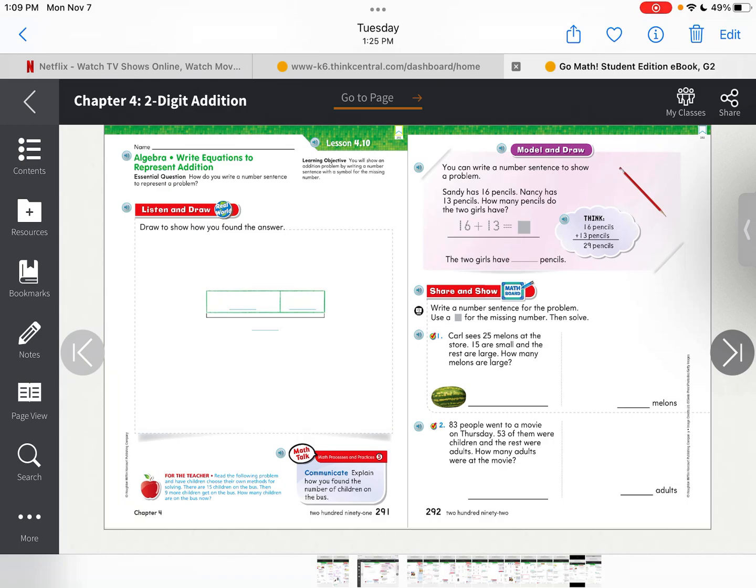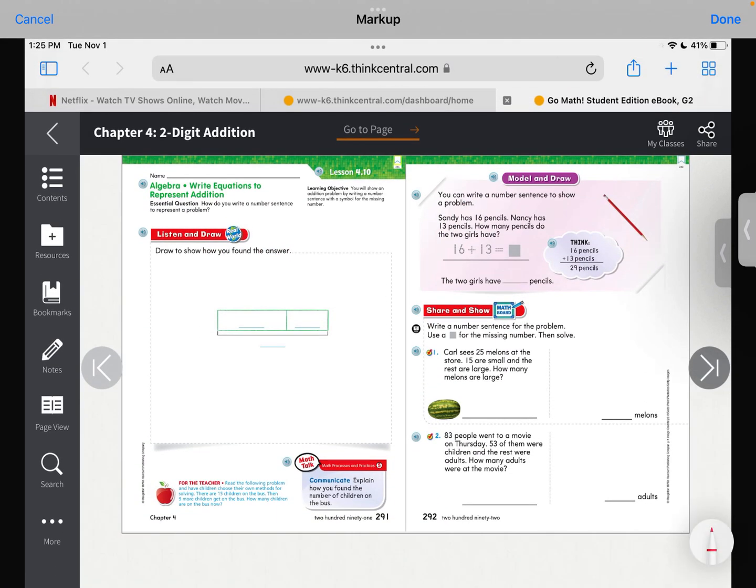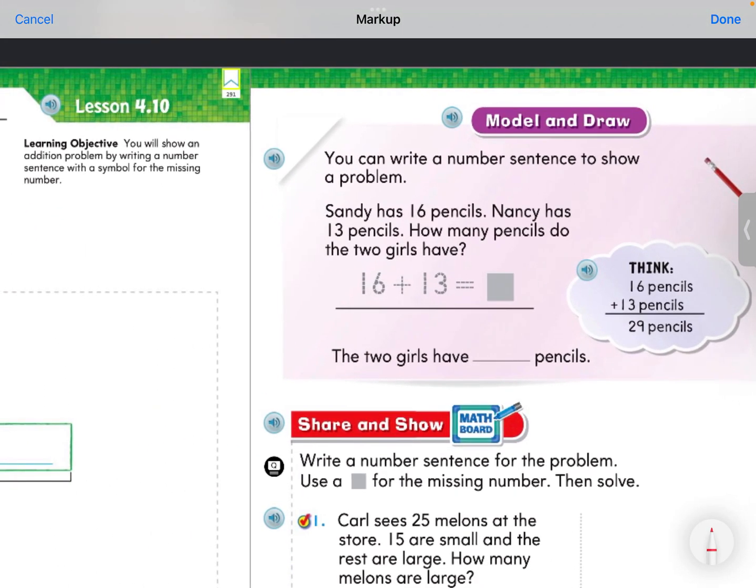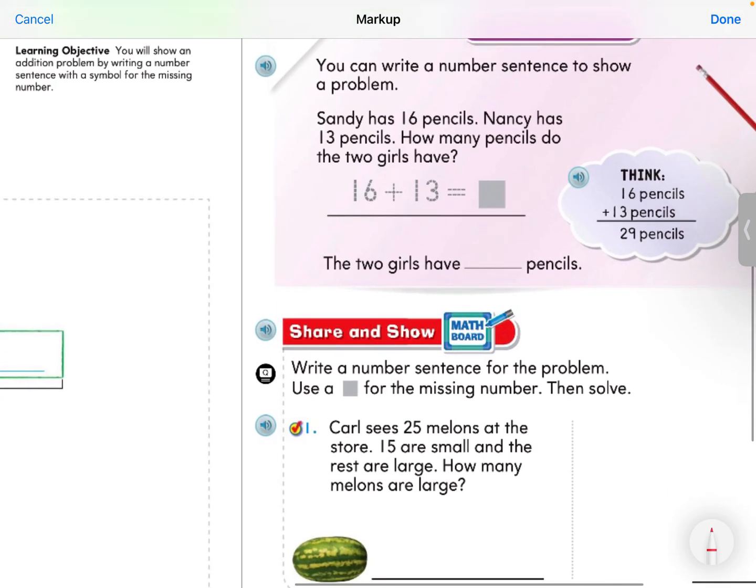Right, friends, we are ready for lesson 4.10. So chapter 4, lesson 10. You need to have your math book open to page 292. Okay. So today, friends, we are going to use our addition problem to help us solve math problems, and to help us solve the word problems that we have.